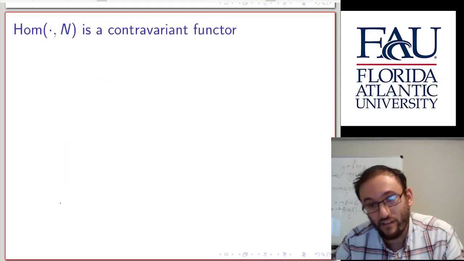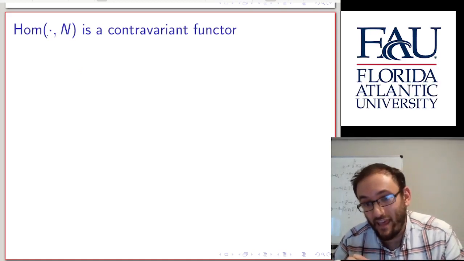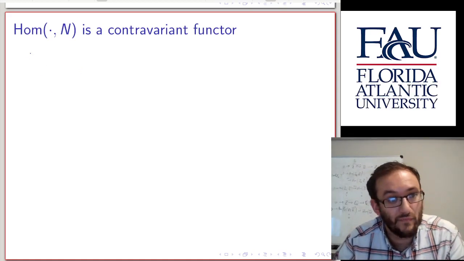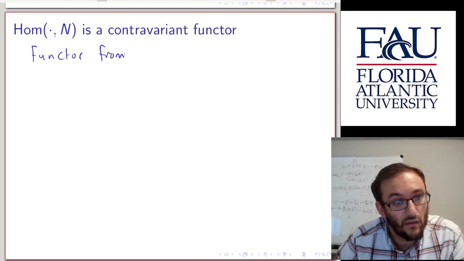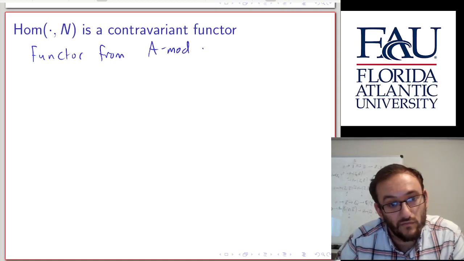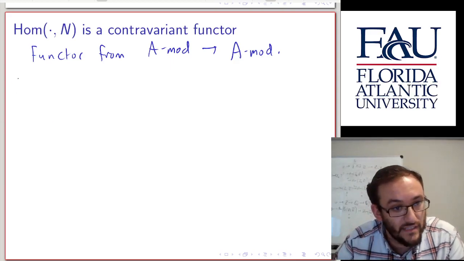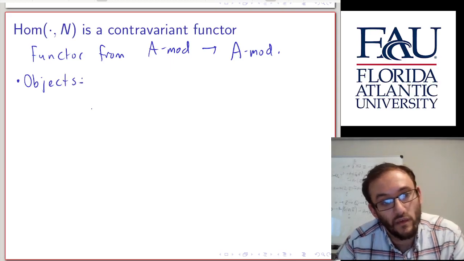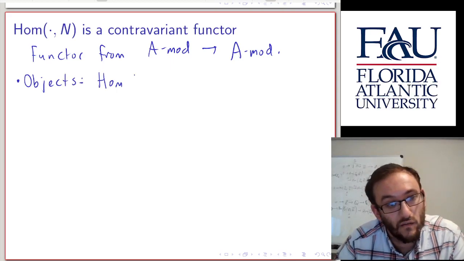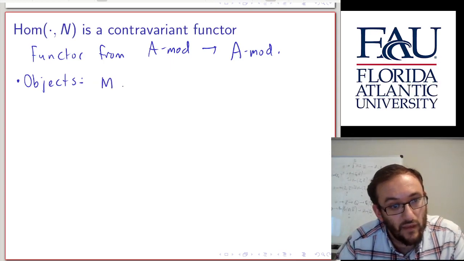On the other hand, if we have Hom(·, N), this is also a functor from A-modules to itself. And this functor is contravariant. So let's see how it acts. On objects, it's going to take M and map it to Hom(M,N).